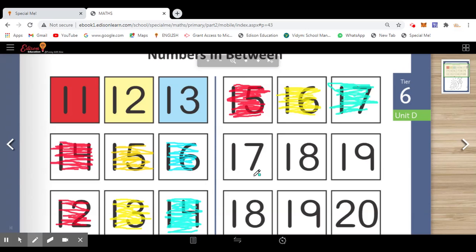Next, this is number 17. 17, 18 and 19. So which number comes in between? Number 18. 18 comes in between. So here we will fill which color? Yes, yellow color. Here we will have to fill yellow color.